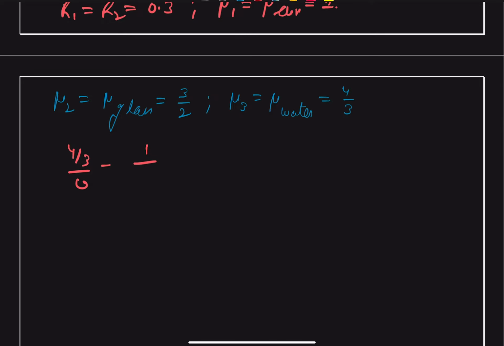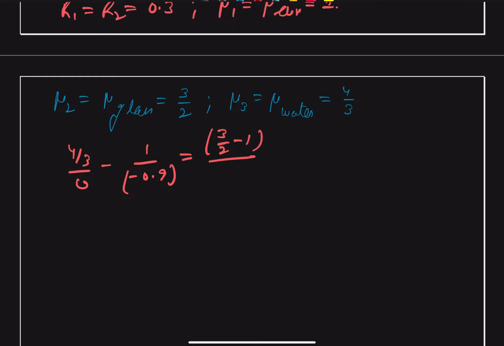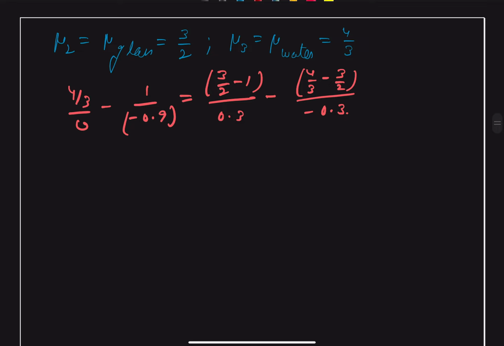so we can write this will be our 0.9 is equal to, this will be over 3 by 2 minus 1 divided by 0.3 minus, and here we have 4 by 3 minus 3 by 2, and also it equal to minus of 0.3. And from here we can easily find out our V, that our V will be equal to 1.2 meters.